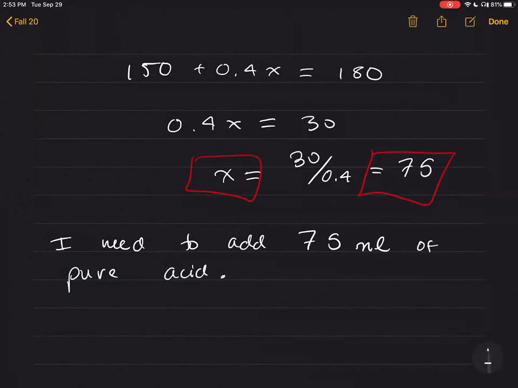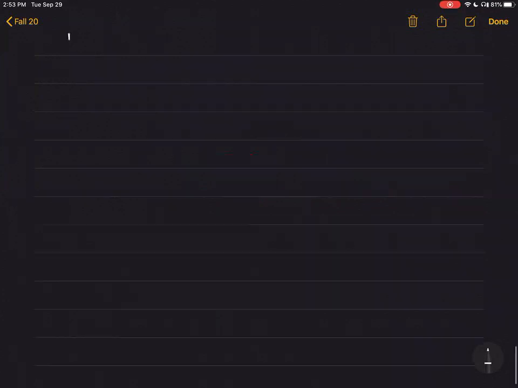Okay, cool. So that was actually a fairly straightforward mixture problem. Let's take a look at maybe something a little more complicated as our last example for today.